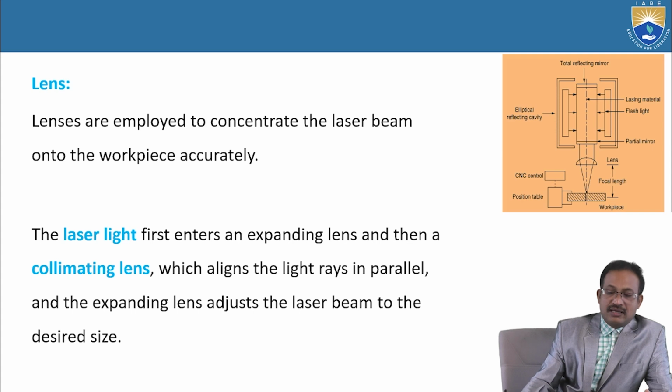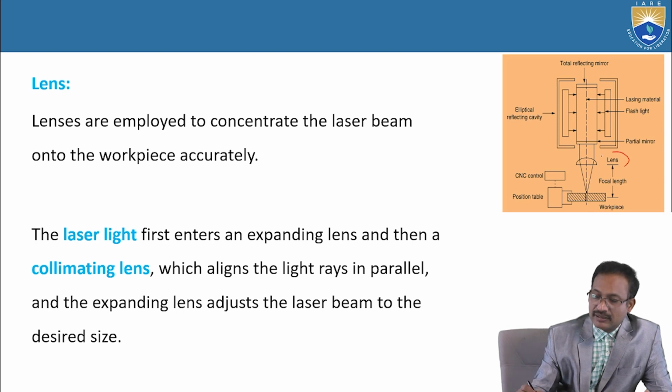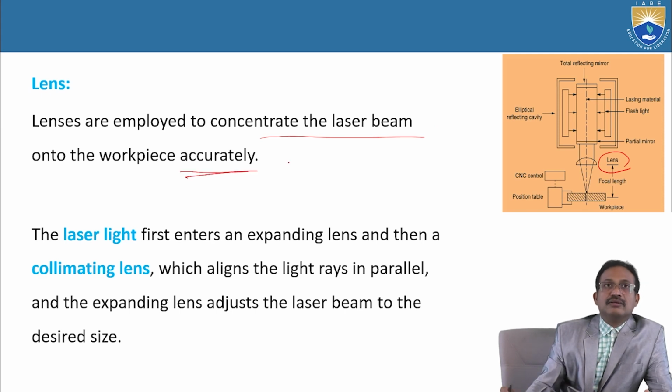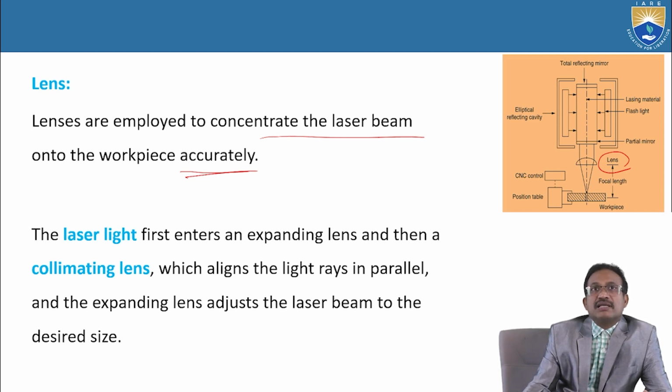Lens. Lenses are employed to concentrate the laser beam onto the workpiece accurately. So here the spotting on the workpiece is very much required for exact material removal. So for this, lenses are employed to concentrate the laser beam onto the workpiece accurately.